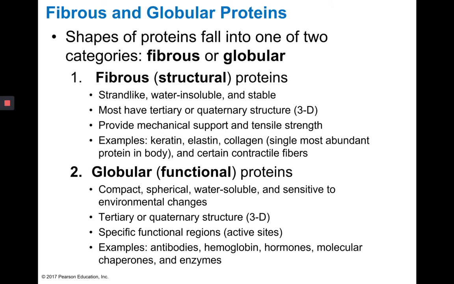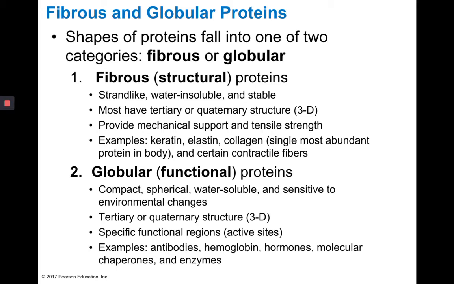So let's continue on and just talk more about those functions for proteins. The shape of a protein, depending on its organization, could either be fibrous or globular. And it's exactly what you think. Fibrous proteins tend to be structural, globular proteins tend to be functional, and fibrous structures tend to be strand-like, whereas globular proteins tend to be compact, spherical, globular, for lack of a better phrase.